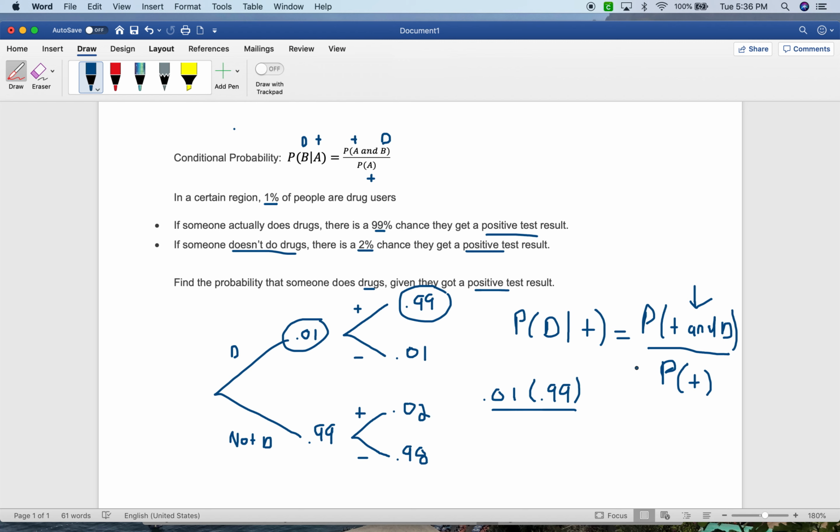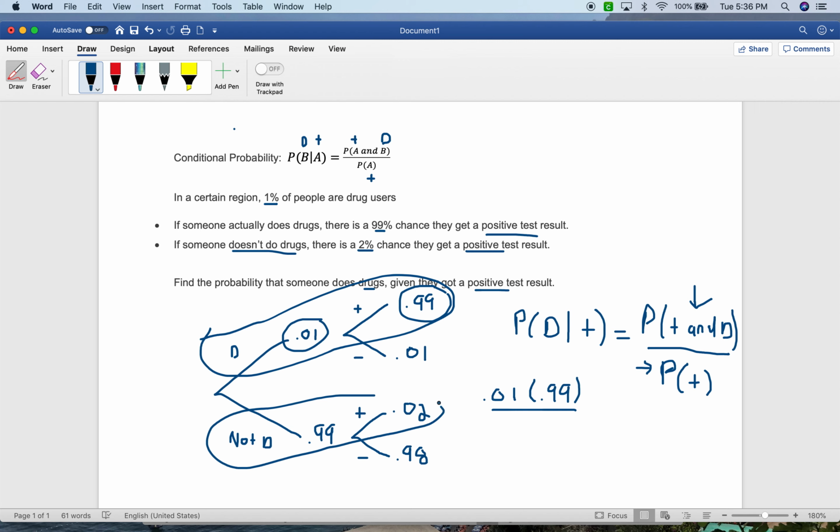Now for the bottom, we want all of the positive people. So we already found the people who did drugs and got a positive result. But now we need the people who still got a positive result, but they didn't do drugs. So these people still got a positive result. So we need to incorporate those. So if you remember, for our or, we add. So the people who did drugs and got a positive result is going to be what we found for the first part. So this is our drugs and positive.